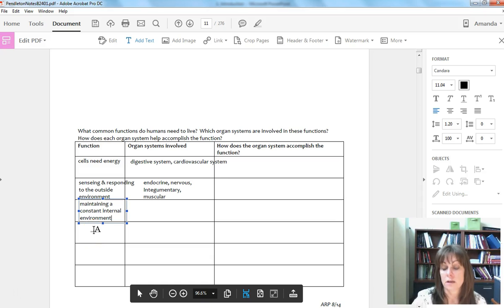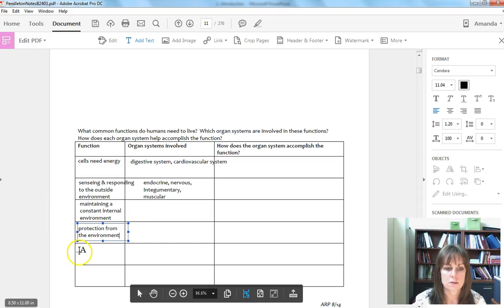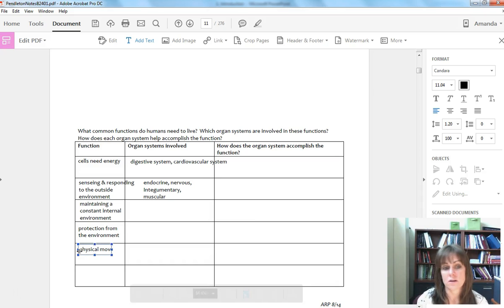And there's a whole bunch that are involved in this, and so I want you to think about that. What helps protect us? So protection from the environment. So what are all the systems that do that? So think through that and see what are the things that do this. What things help us physically move? So physical movement. That's something that we need to be able to live. We've got to move from place to place, at least as humans we do. Other organisms may be more or less stationary.